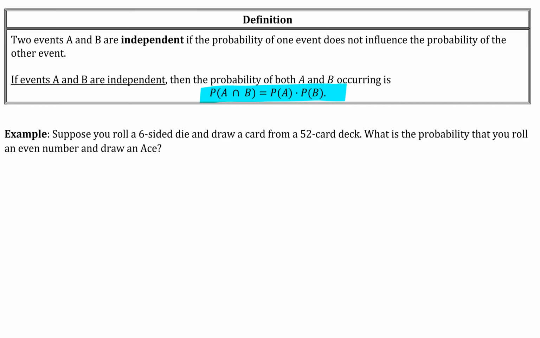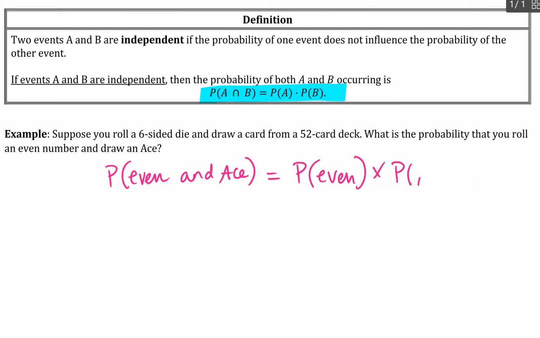Suppose you roll a six-sided die and you draw a card from a deck, a 52 card deck. What is the probability you roll an even number and you draw an ace? So we want the probability of even and ace. Now, since these two events are independent, because one event does not impact the probability of the other, we can multiply them. So what's the probability of even times the probability of ace?